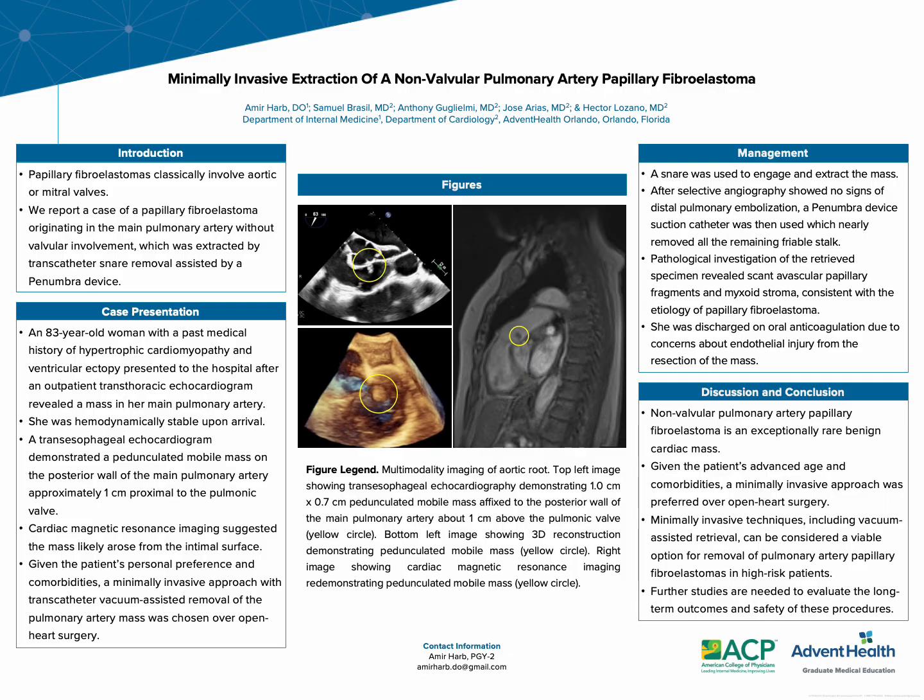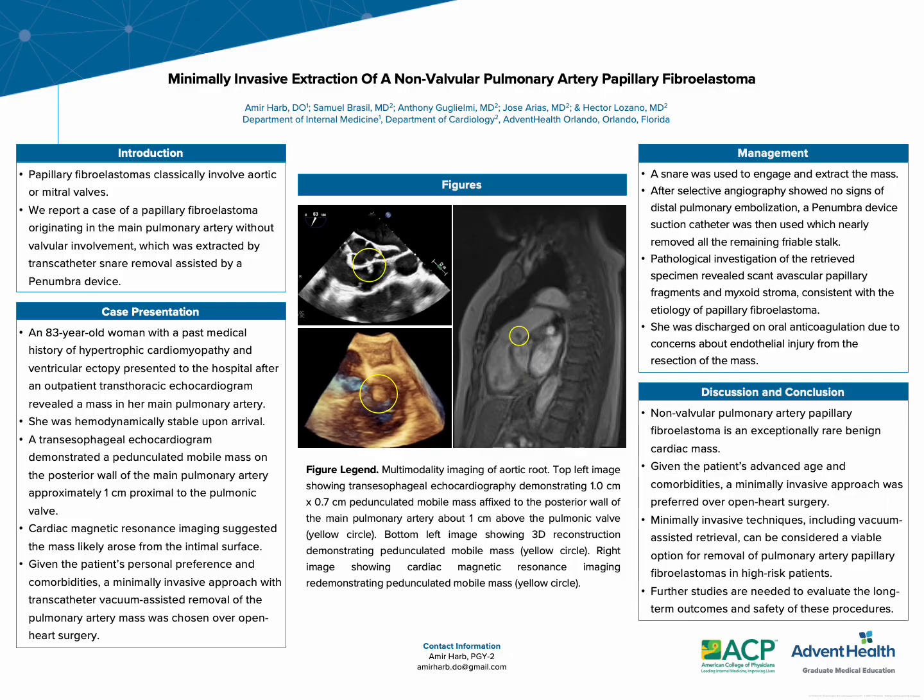Given the patient's personal preference and comorbidities, a minimally invasive approach with transcatheter vacuum-assisted removal of the pulmonary artery mass was chosen over open heart surgery. Management. A snare was used to engage and extract the mass. After selective angiography showed no signs of distal pulmonary embolization, a penumbra device suction catheter was then used, which nearly removed all of the remaining friable stock.